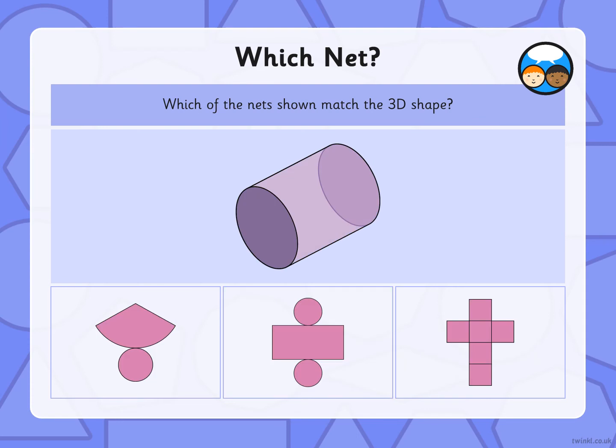Which of the nets shown match this 3D shape? So the 3D shape here we have is a cylinder. If we were to unfold that, we would have the faces made using the 2D shape circles. So which net shows us that? It is this middle one here.